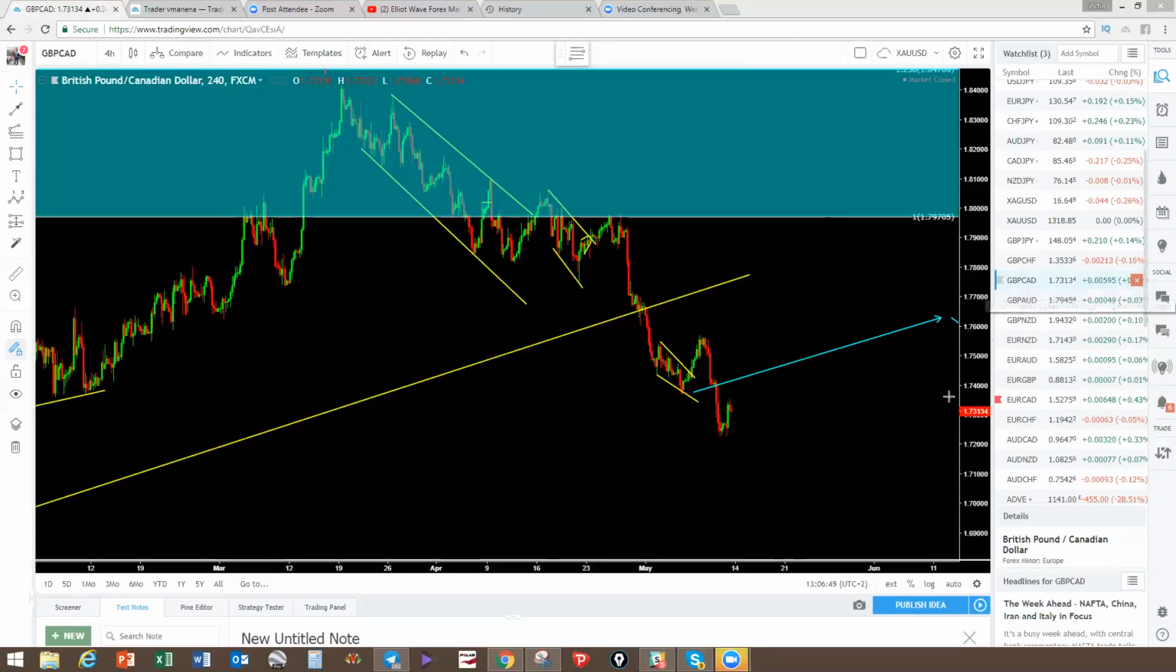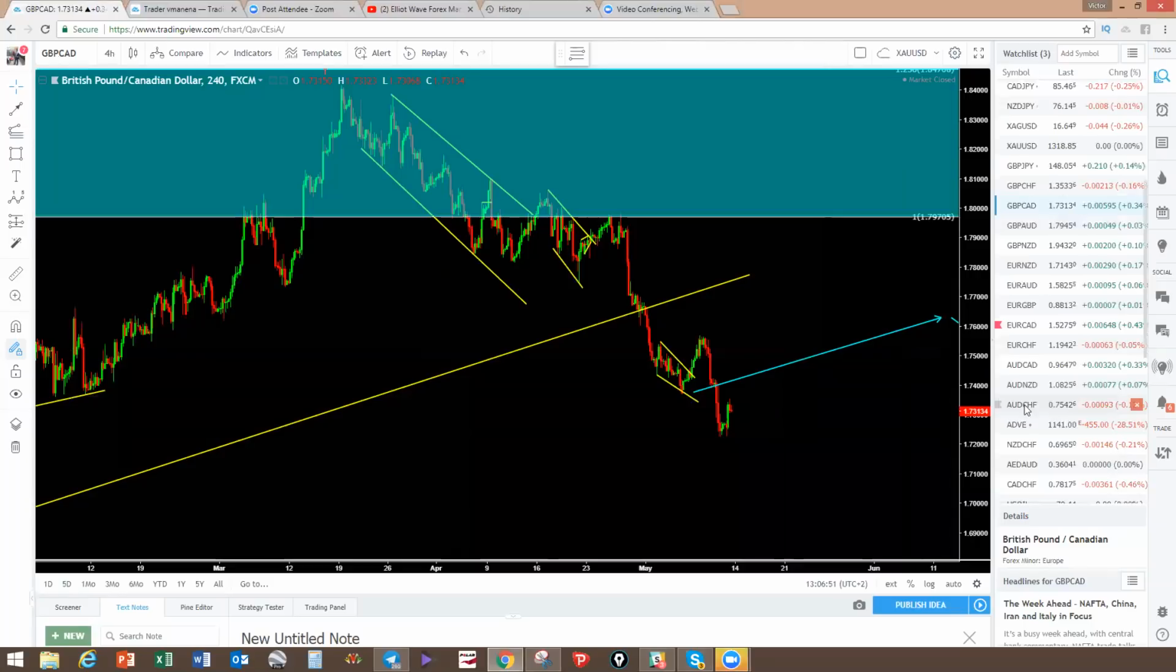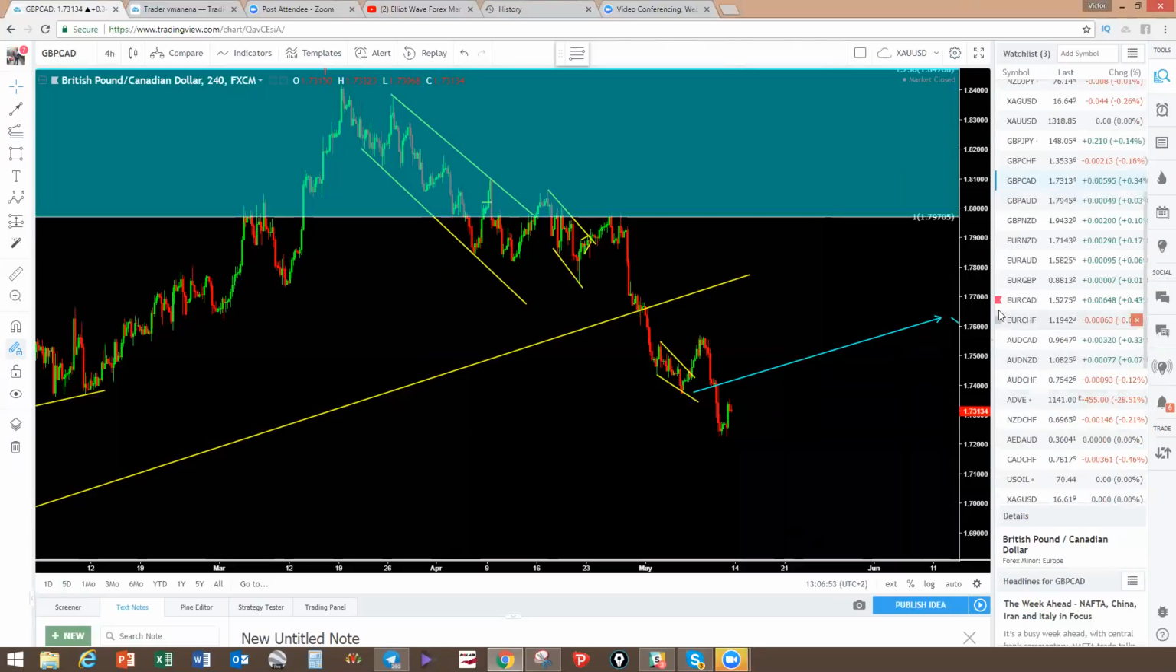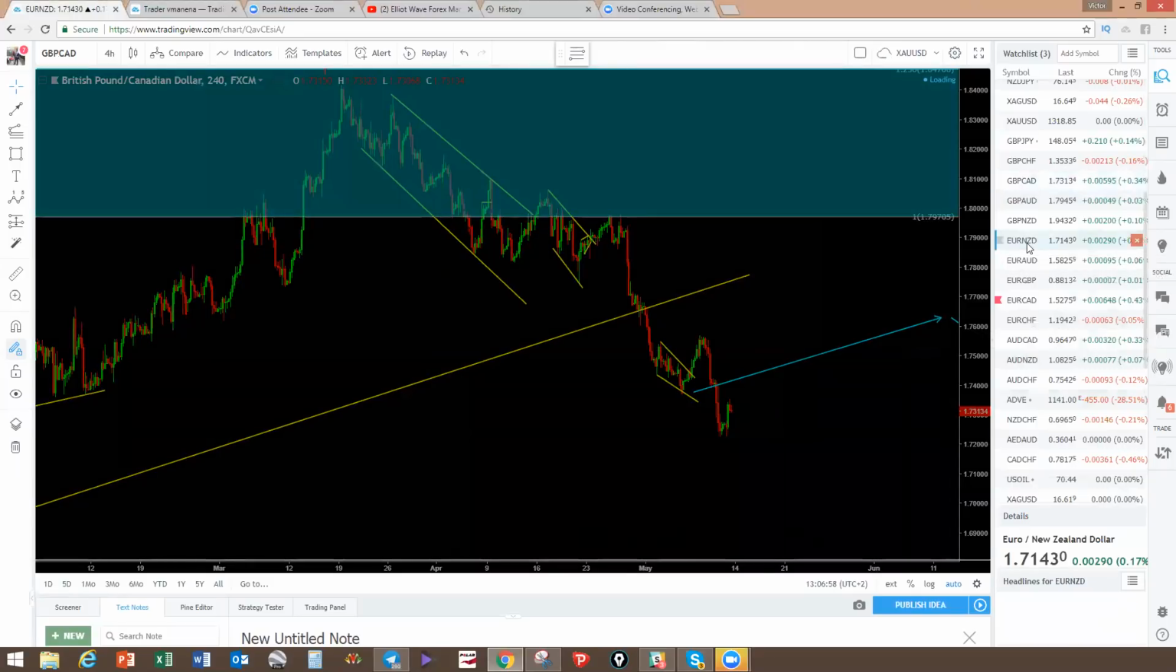Are we done with all the pound pairs? I think we've covered all the pound pairs. Now we can look at the euro pairs. All right, Euro New Zealand.